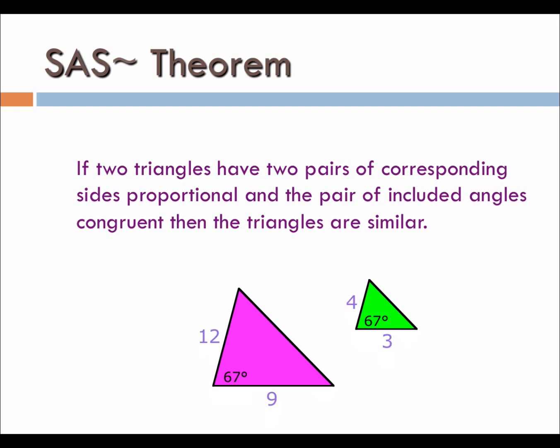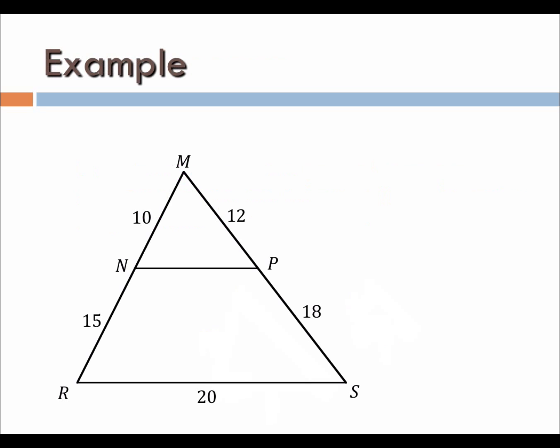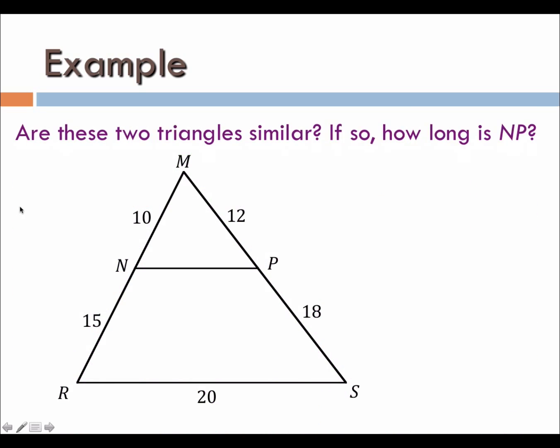So the sides are never necessarily congruent, they're just proportional. Correct. If they are congruent, then the triangles would be congruent. And are congruent triangles similar? Yes. Are similar triangles congruent? No. Not always. All right, so let's look at an example here. Are the two triangles similar?